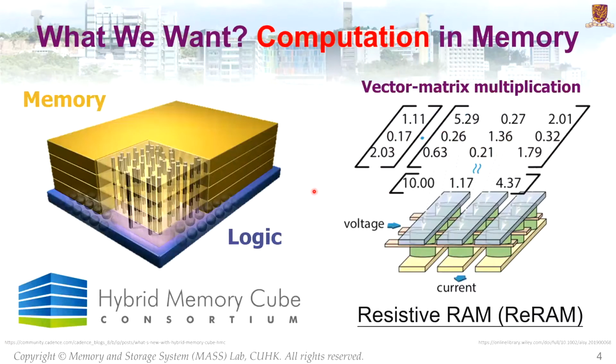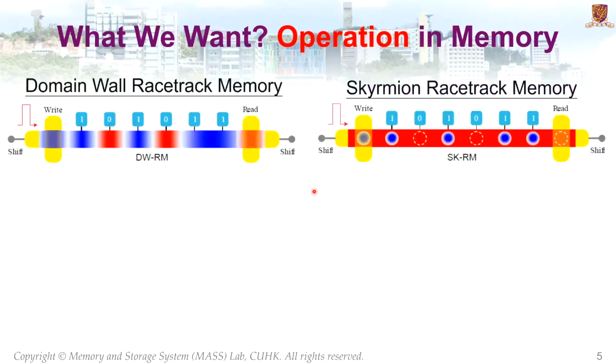Using these two general examples, I'm trying to convince you that people in the memory community are not thinking only about using memory or just accessing memory. We're also thinking about whether we can do something more intelligent. Can we do computation? Can we do some more complicated operations near or inside the memory?